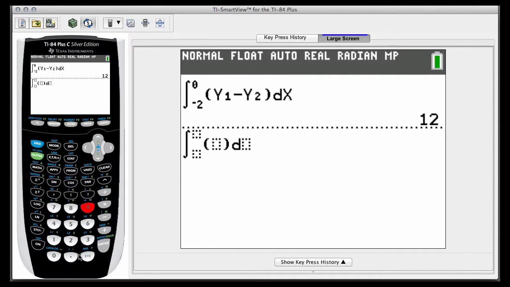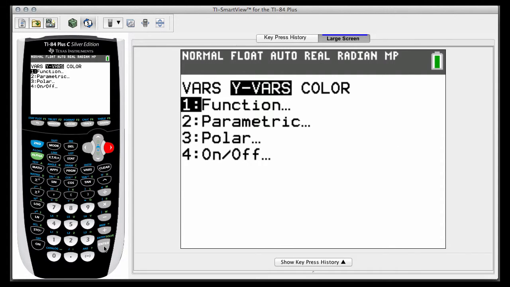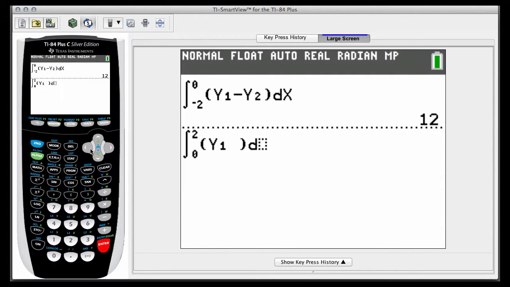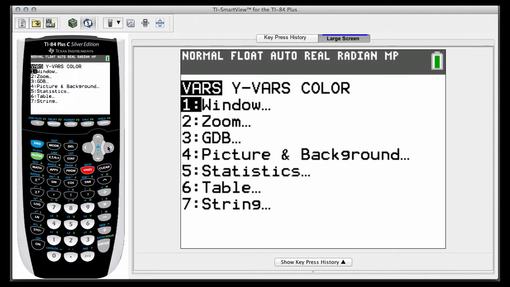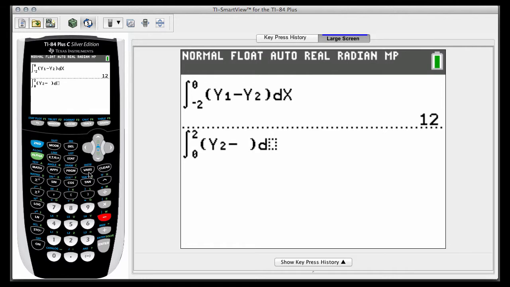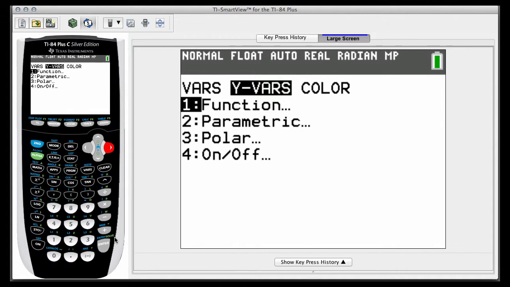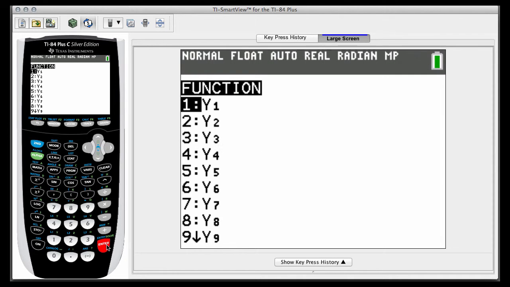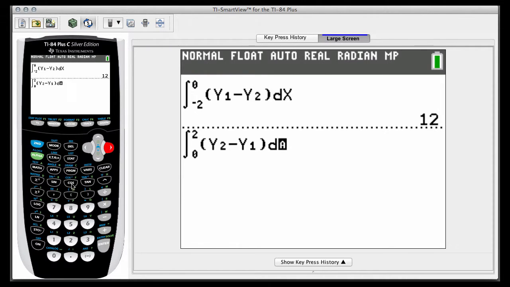Okay, let's try the next one. Now we're going from 0 to 2. This is where they change places. Now the top function is the quadratic, which I had under y2, minus y1, the cubic. And I actually get 12 for that. So the combined total, of course, is 24.